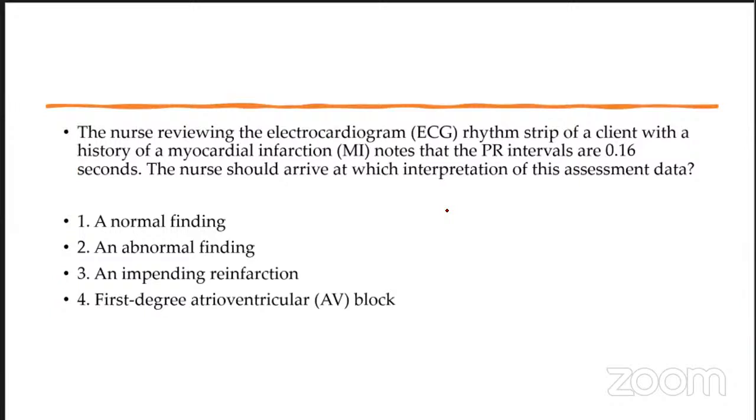So the nurse is reviewing the ECG strip of a client with a history of myocardial infarction, and she notes that the PR intervals are 0.16 seconds. The nurse should arrive at which interpretation of this assessment data? So would you say this is a normal finding, or an abnormal finding, or an impending reinfarction, or a first-degree AV block? What do you think? You can drop your answers in the chat box. I'm going to give you 5 minutes to do that, and then we can proceed.